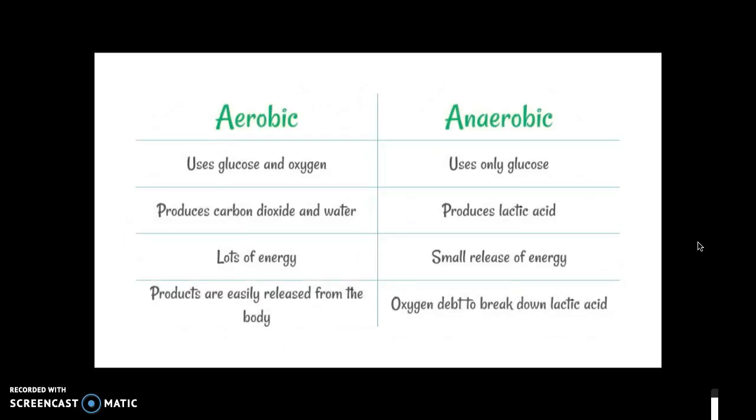Let's look at the two compared side by side. We can obviously see that anaerobic respiration has the advantage that where aerobic respiration needs oxygen, anaerobic respiration can progress in its absence. But the trade-off is there's a very small release of energy by comparison, and while the products of aerobic respiration are easily released, for example carbon dioxide is easily removed via the lungs, oxygen debt is required to break down lactic acid.